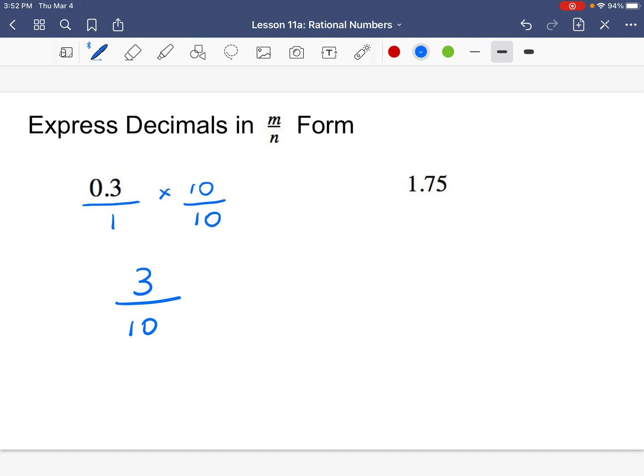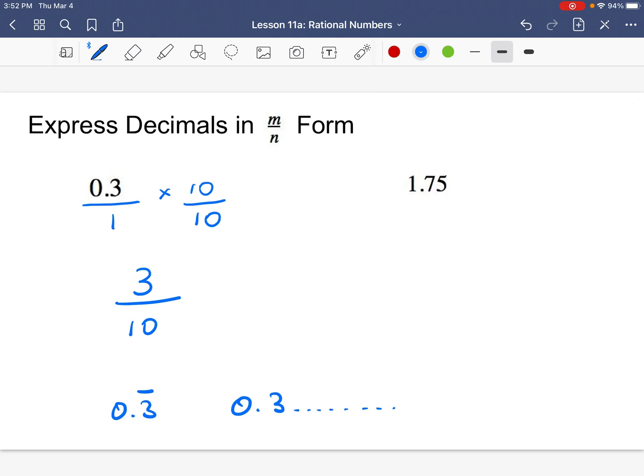And I want to point out as well that 0.3 is a terminating decimal. There's no bar over it to suggest that it goes on, and there's no ellipsis to say that there's more numbers going on indefinitely. It's just 0.3, which is a terminating decimal.